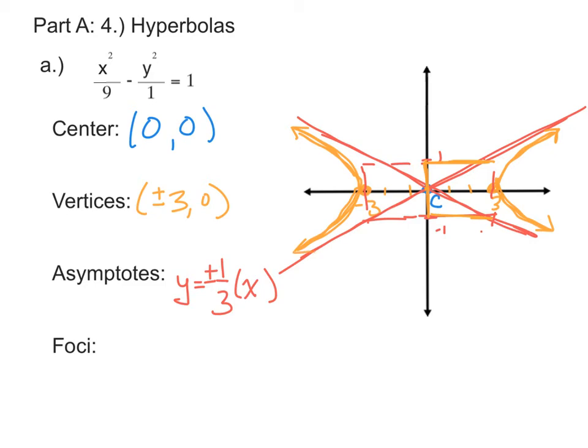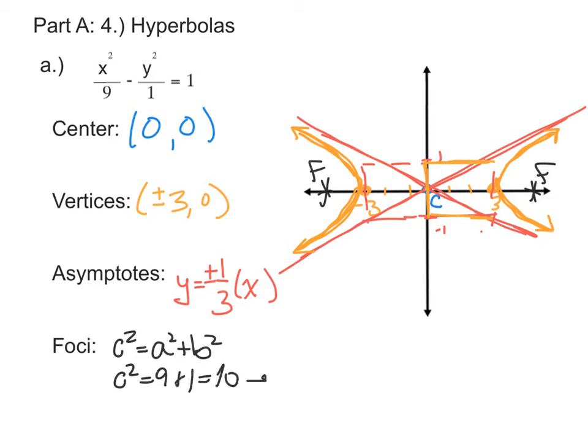The last thing to do is to identify the two foci. Now the two foci have to happen inside of the curves, and they have to be c units away from the center. With a hyperbola, c squared is equal to a squared plus b squared, those two denominators. So c squared is going to equal 9 plus 1, which is 10, making c equal to square root of 10.